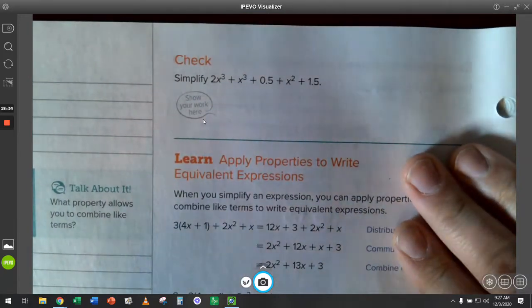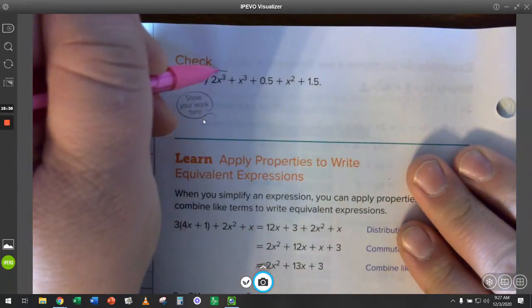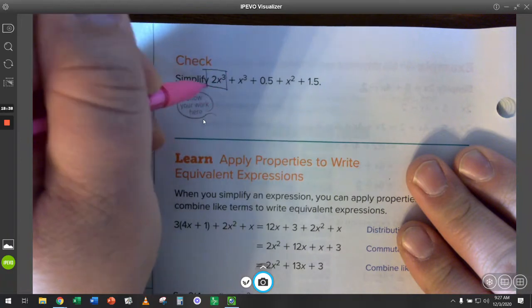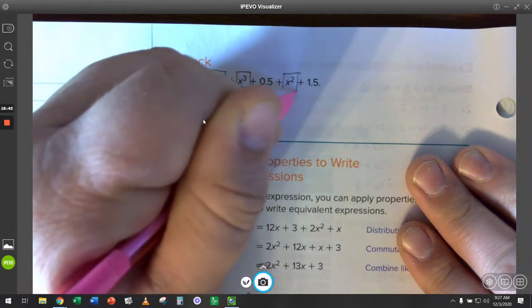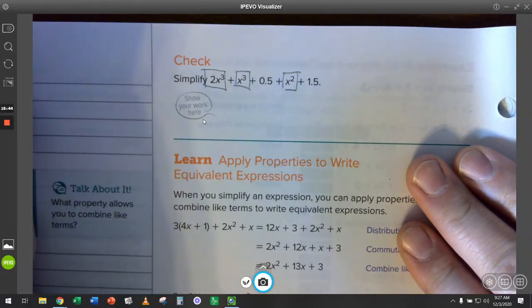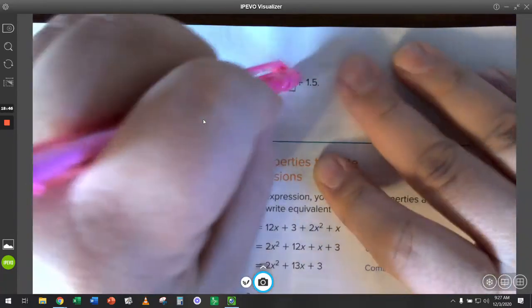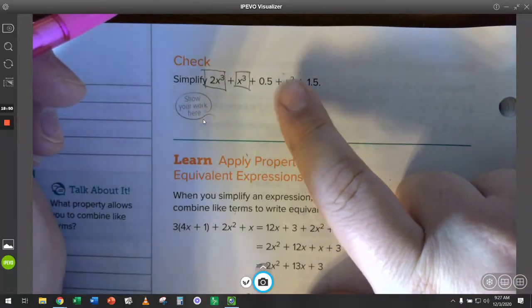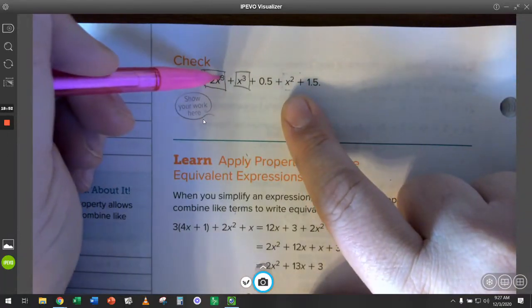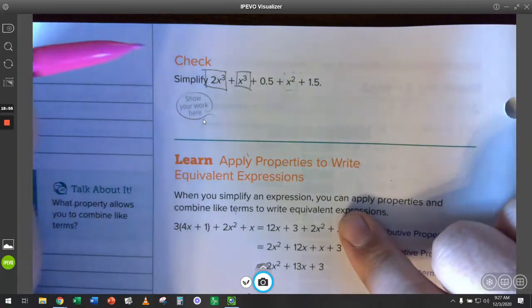So let's go ahead and try this with our check here. Put a box around anything with an exponent. Circle any just normal x's. Oops. We can't do that with this one here. Okay, so we have to do something different. Because these are cubed and this one's squared, we have to do something different.